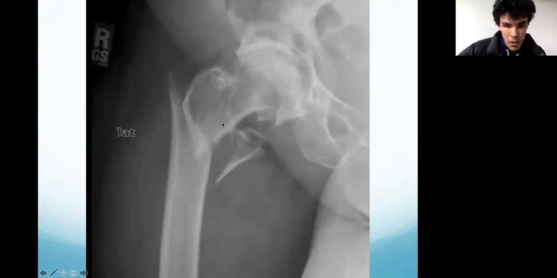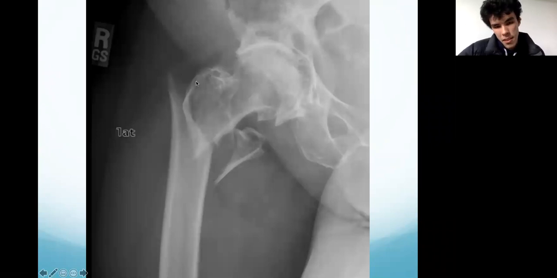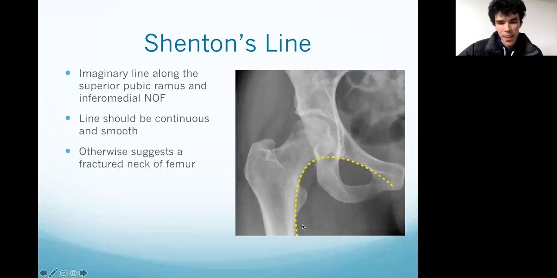And this is probably an intertrochanteric fracture, maybe comminuted, because we have this chunk lying around over here. Yeah, so here's the greater trochanter. The lesser would probably have been down here where this was before. So Shenton's line is a little thing you can use to mark that.